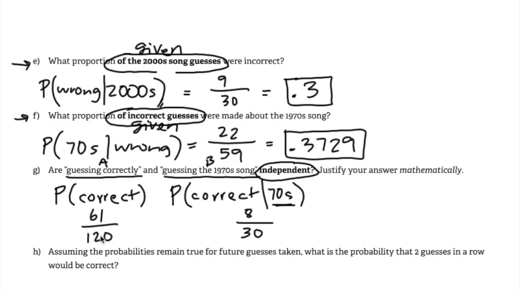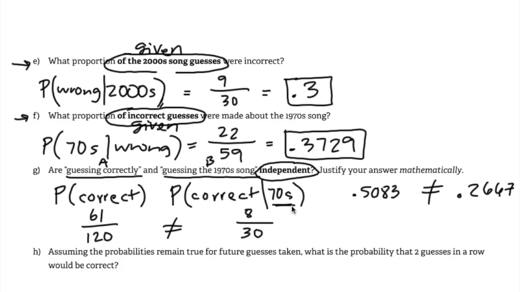So if I look at this, 61 out of 120, 0.5083. 8 out of 30, 0.2667. And those two things are not equal. So these two values are not equal. So what that means to us is that overall, there was about a 50.8% chance that a guess would be correct. So overall, it was a little over half. But for the 70s song, it was only 27% correct, 26.67% correct.